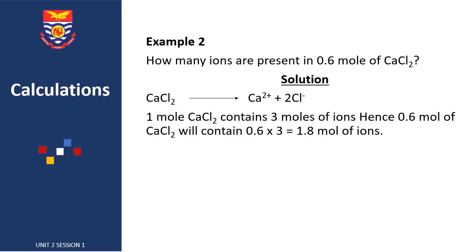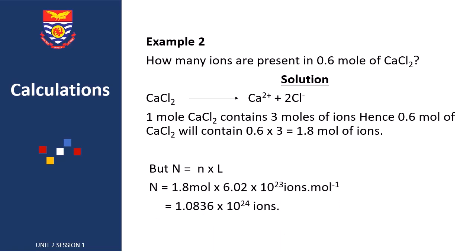So as we have done this and we now know the corresponding moles of the ions, we can go and then use our relation: number of particles is equal to number of moles times the Avogadro's number. We do a substitution and then we have our answer right there.